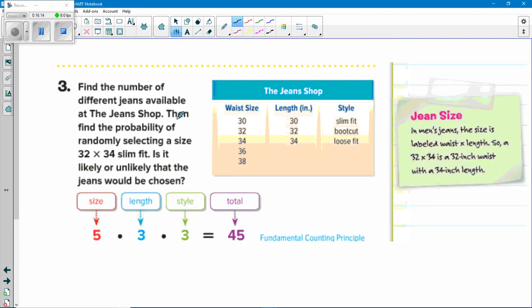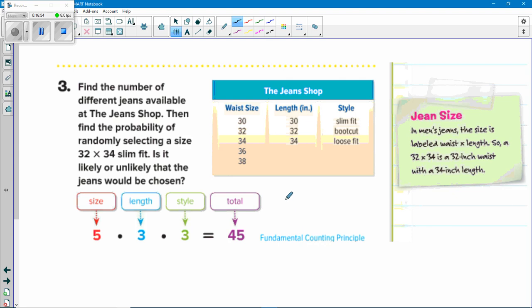So here, you're going to go to the jean shop, and you want to find the probability of randomly selecting... it's Black Friday, and nothing's folded up because everyone's been going crazy at Old Navy, and jeans are flying everywhere. So you're looking for a 34 waist, 32 long, slim fit. Well, there's 5 waist sizes, 3 lengths, 3 styles, so there's 45 different possible jeans you could pick, because you don't know what's what.